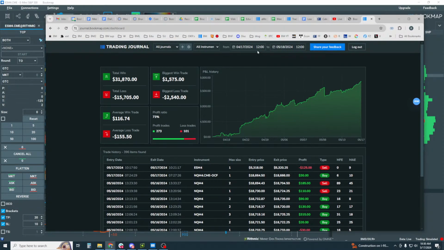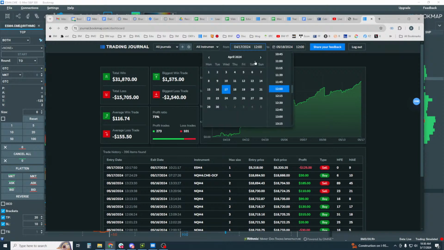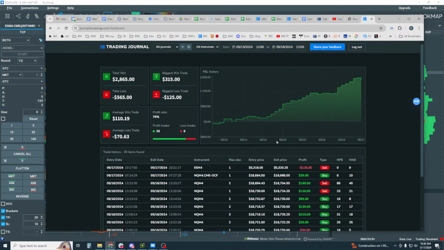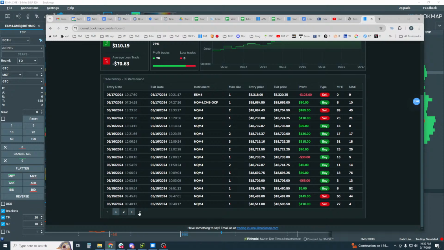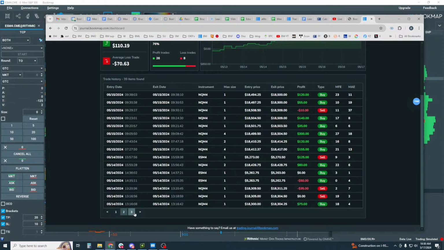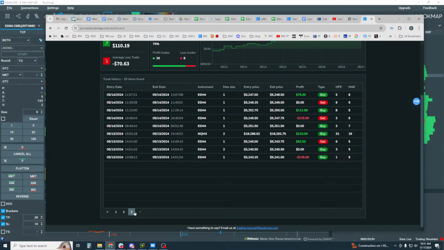Now you can filter it for the week or whatever. Let's look at the week, so from the 13th here to the 17th. Okay, so here's my equity curve. Here's my total wins, here's my total losses. Here's my biggest win, here's my biggest loser. Here's my average win, my average loser, and here's my profit ratio. And then here are all my trades. I've got 3 different tabs in here to take a look at.